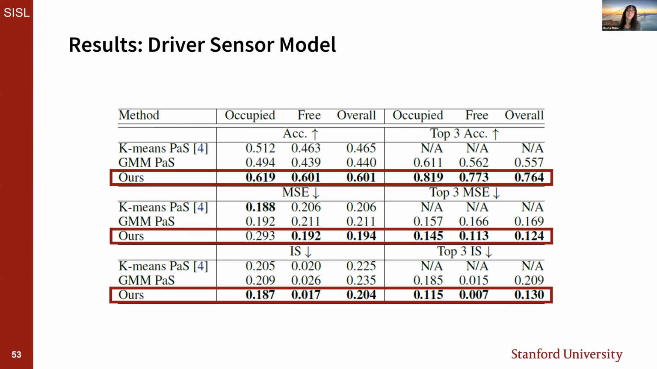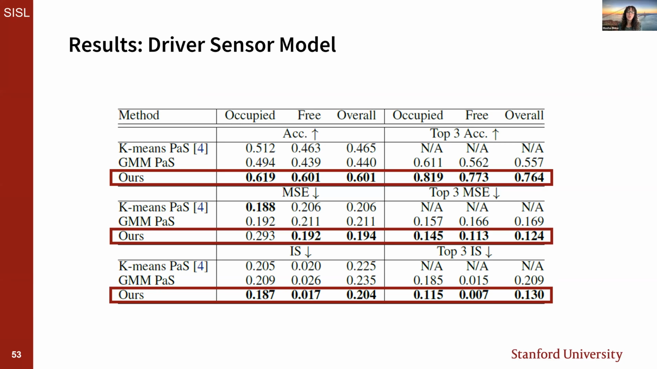We evaluate our model using accuracy, mean squared error, or MSE, and image similarity metrics. Image similarity, or IS, measures the structure of the OGM rather than the precision, as our task here is by definition not very precise. We also consider top 3 metrics, where the best metric across the top 3 most likely modes is taken. And this metric reflects how well we capture the multimodality. We break down our metrics into classes due to the data imbalance between free and occupied grid cells.